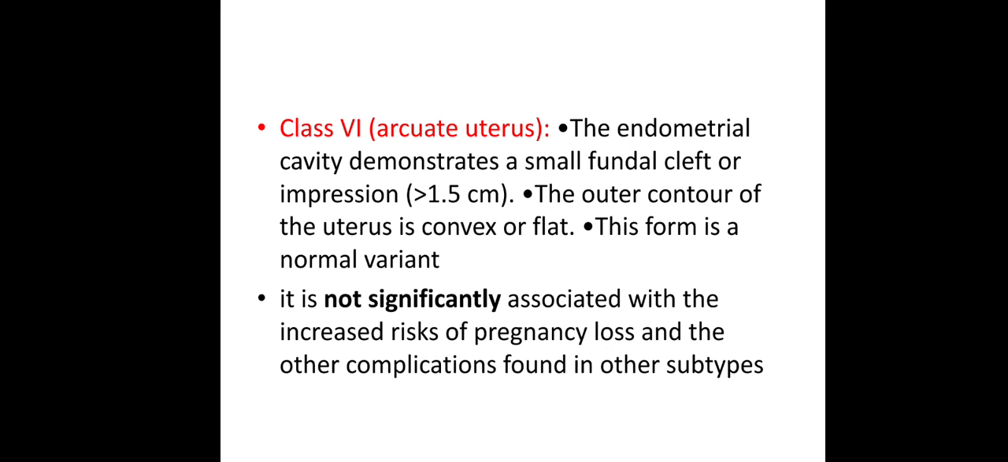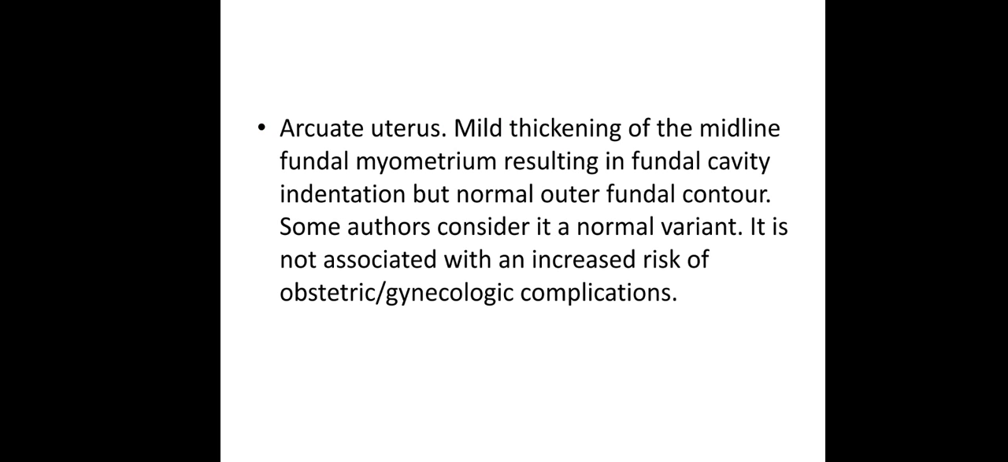Okay, now class 6 is the arcuate uterus. So the endometrial cavity demonstrates a small fundal cleft or impression. This is by and large a normal uterus. There's nothing much wrong with it, just that you get a small fundal cleft. And it's not associated with any increase in pregnancy loss or any other complications. It's just a normal variant kind of thing.